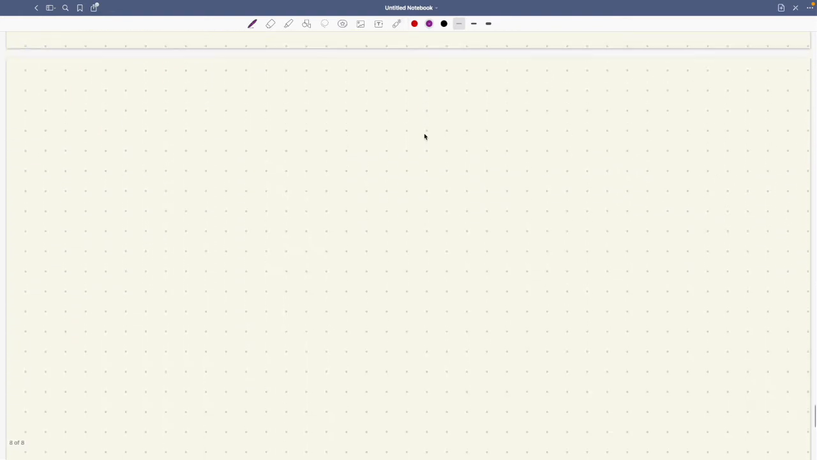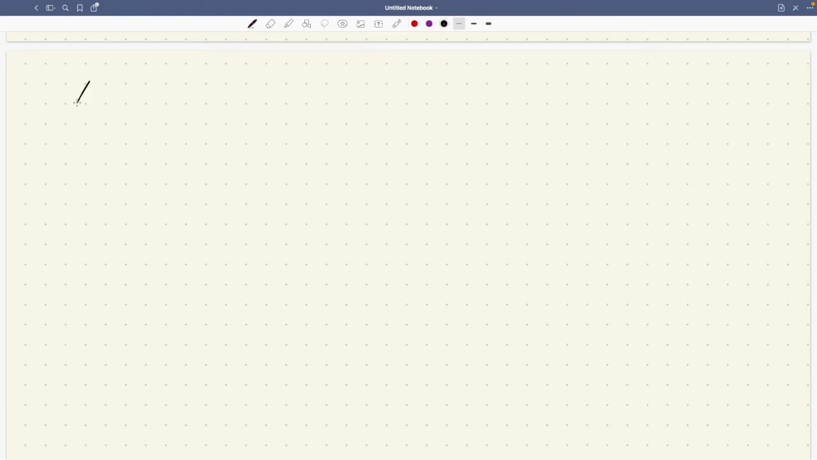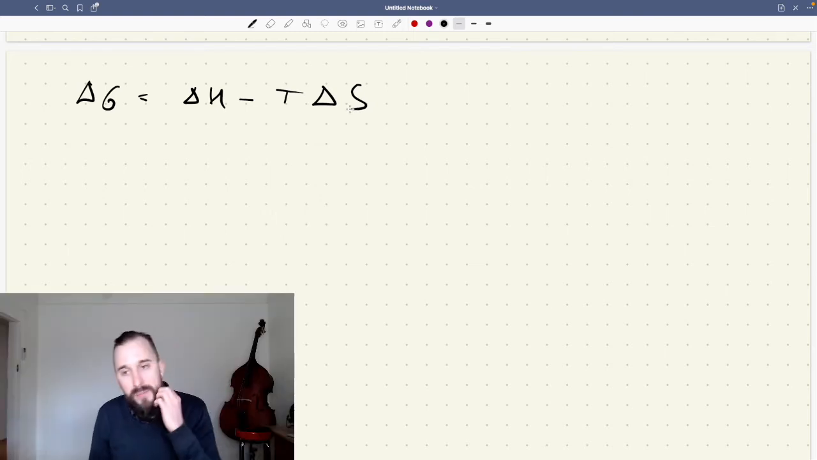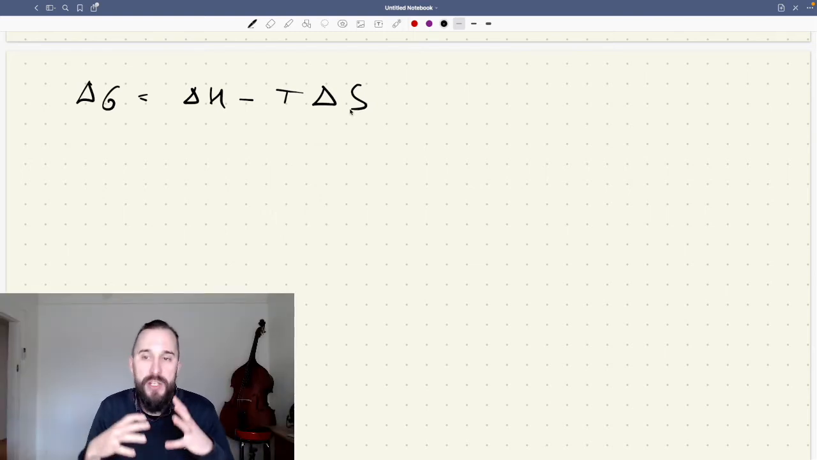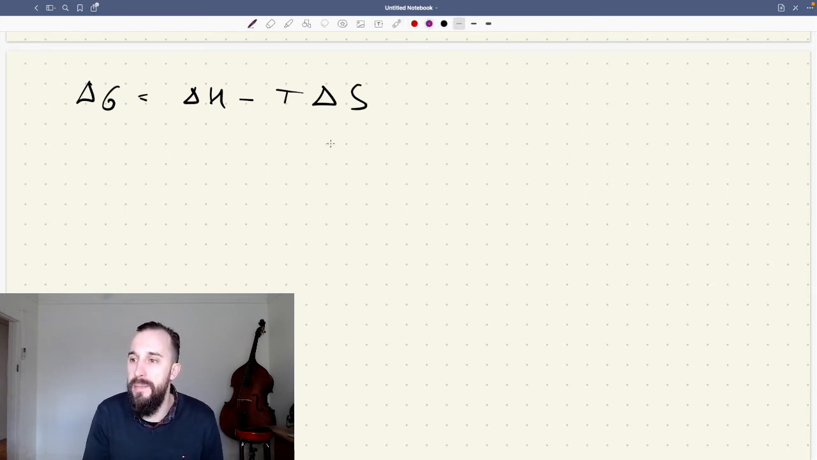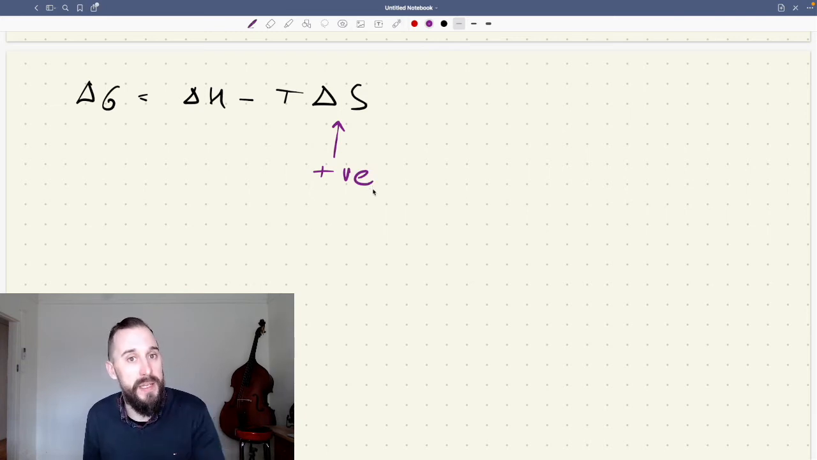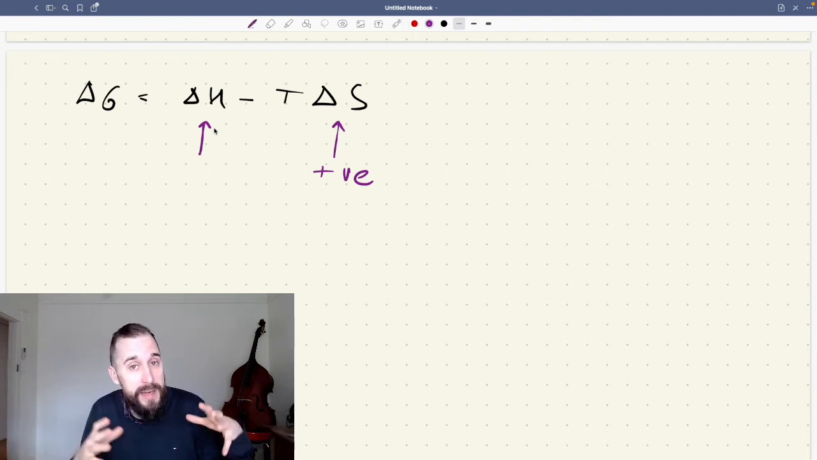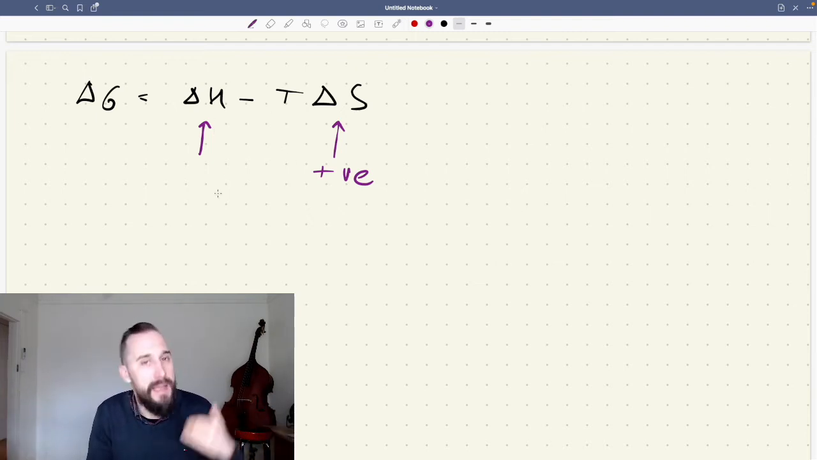If I go back down here and rewrite the Gibbs free energy equation, delta G equals delta H minus T delta S. We discussed previously in terms of our system, if we have an increase in entropy, that's very much going to be favorable. Increasing entropy, increasing disorder, favorable. Then we talked about in terms of our surroundings, if we're giving heat off to the surroundings, that's also going to be favorable. That's going to increase the disorder and the entropy of the surroundings, which is favorable. So if we're giving off heat, we're going to end up with a negative sign there.